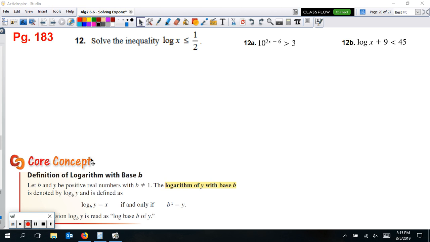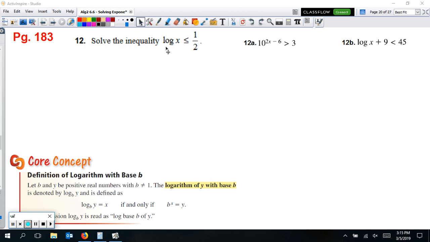Alright, so we're going to switch gears here. On page 183, we're now going to switch to inequalities, solving inequalities. That's at the top here, and I'm going to add a couple more in just as some practice. It only gave us 1, and I wanted you to see a little bit more of this. So it's got log, this would be base 10, remember. Log base 10 of x is less than or equal to a half.